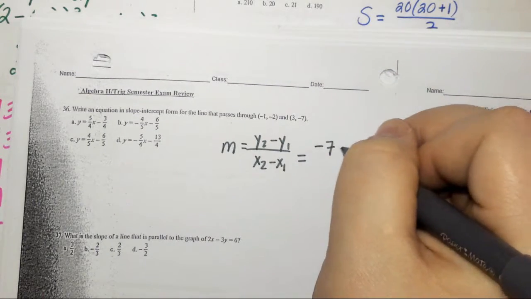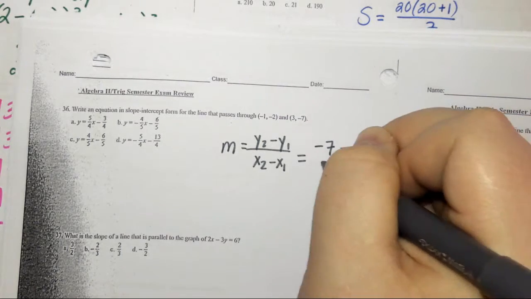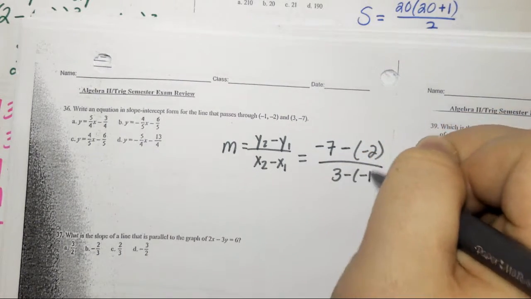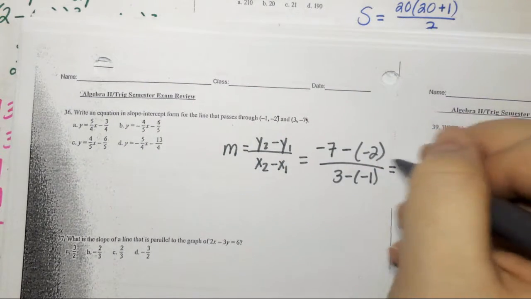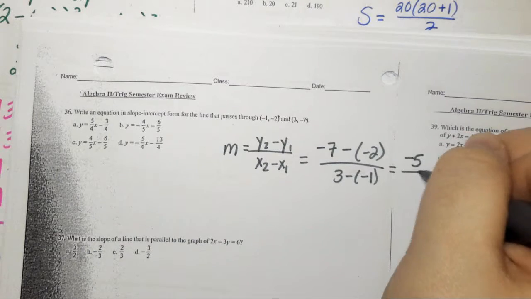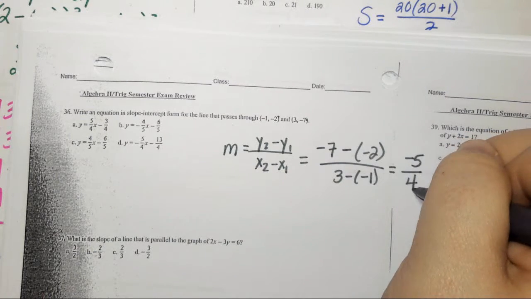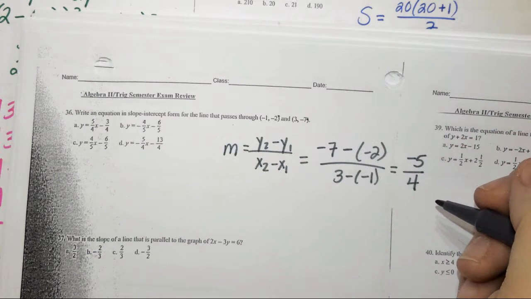Negative 7 minus negative 2 over 3 minus negative 1. Y2 minus y1 over x2 minus x1. Yep, so I've got negative 7 plus 2, which is negative 5. 3 plus 1, which is 4. So my slope is negative 5 over 4.